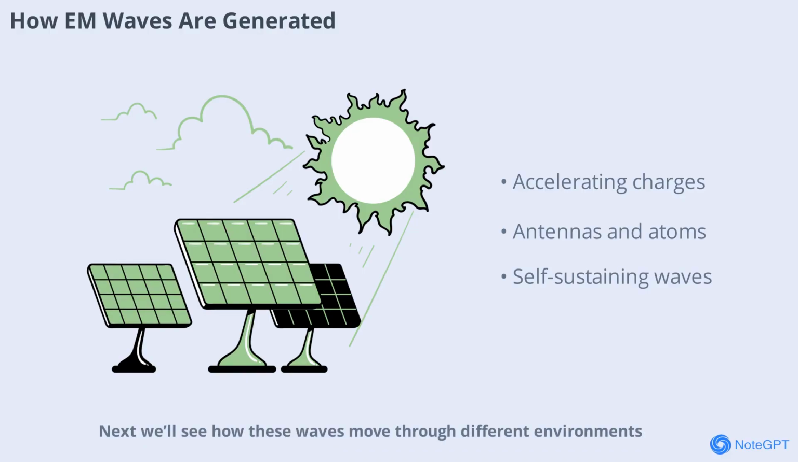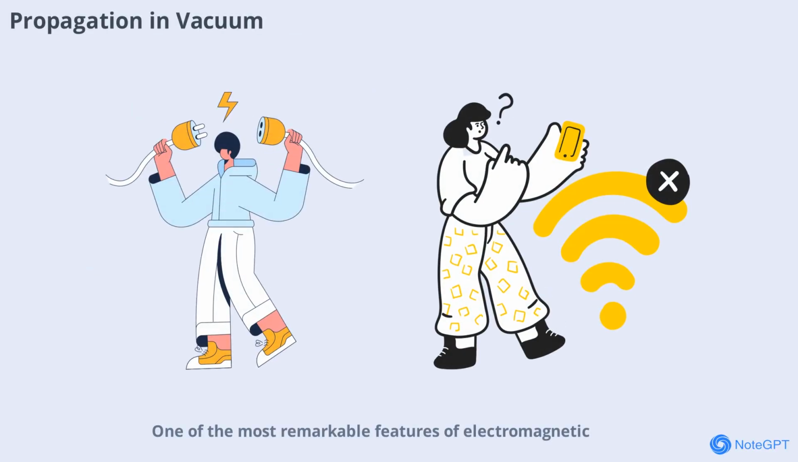Next, we'll see how these waves move through different environments. One of the most remarkable features of electromagnetic waves is their ability to travel through a vacuum. Unlike sound, which needs air, electromagnetic waves don't require any material to move. In a vacuum, these waves travel at the speed of light, about 299,792 kilometers per second. This is why sunlight reaches us from the sun, even though space is nearly empty. The absence of obstacles means the waves can travel long distances without losing much energy.